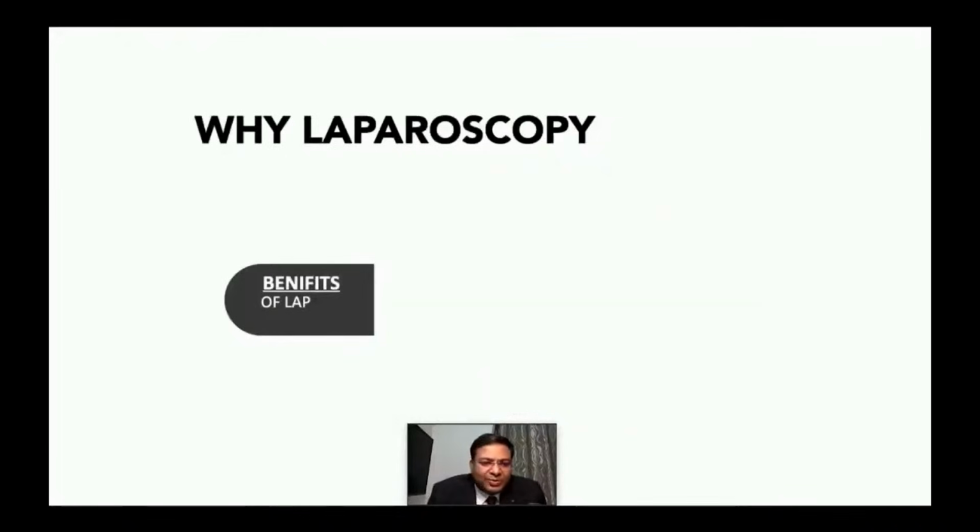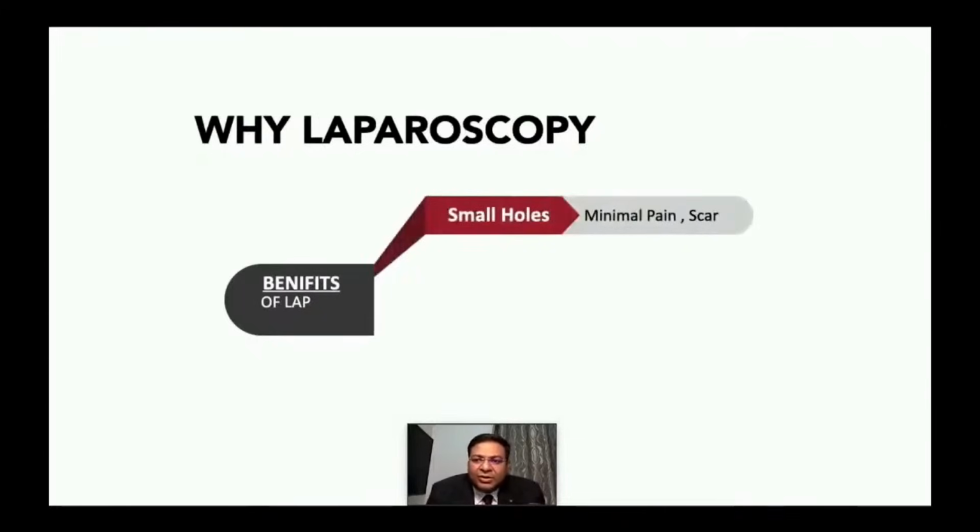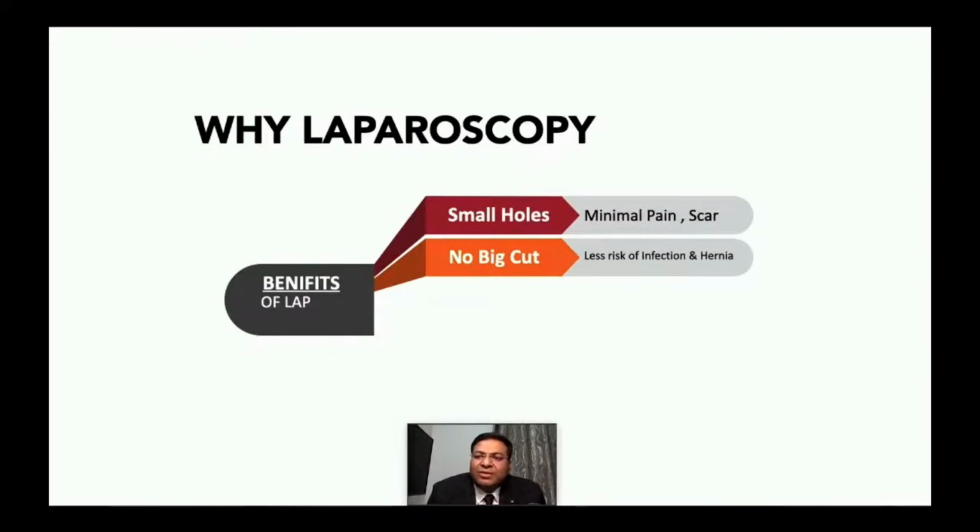Why do we prefer laparoscopic surgery? There has to be some reason. The benefits we have noted are that because we make small holes, there is minimum pain in the postoperative period, and there is minimum scarring. There is no big cut involved, so there is less risk of infection. And if any infection is there, then chances of hernias are high. So if there is less infection, obviously the chance of hernia will also be less.